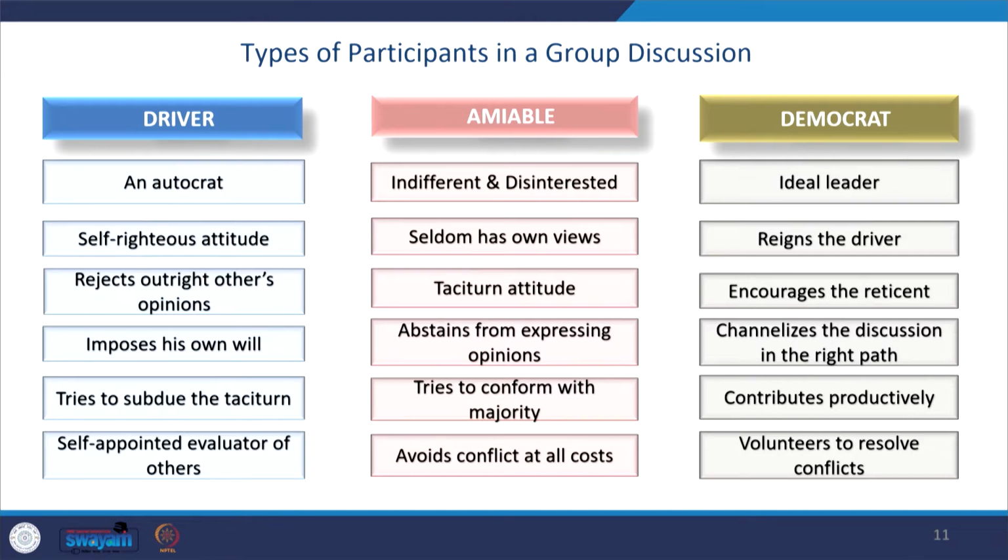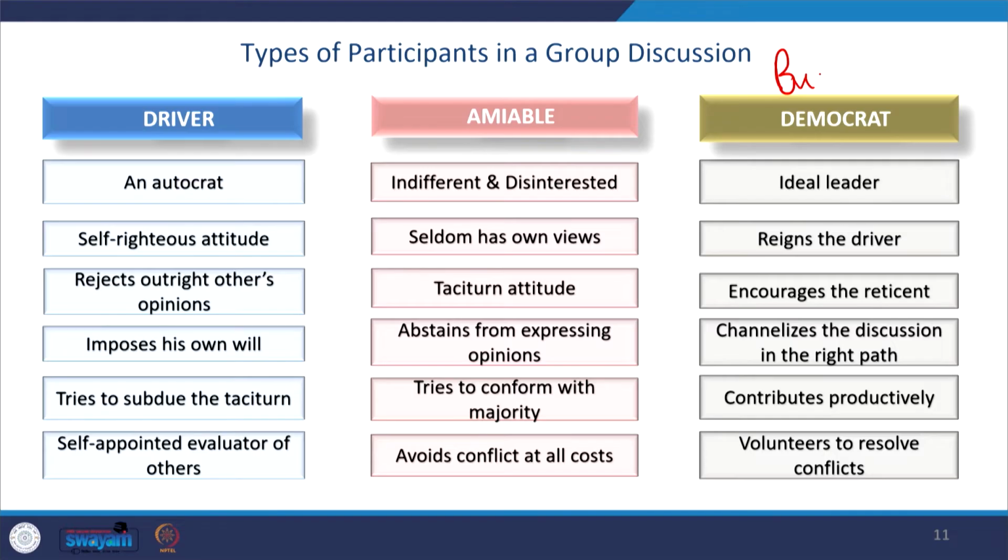Then there is a democrat. A democrat is a true person in a GD. So the word democrat itself tells a lot, that he only can be an ideal leader. He will reign the driving seat. He will encourage those people who are reticent, who are silent. He channelizes the discussion towards the right path, and he not only contributes creatively, but he also volunteers to resolve conflict.